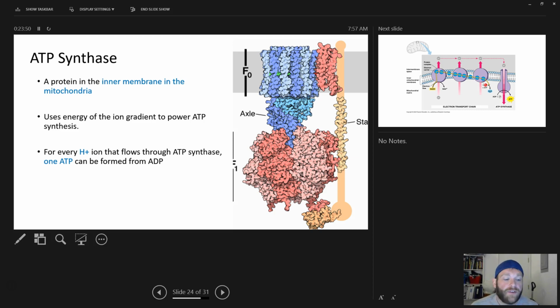It uses energy from this ion gradient. Remember, we've been making a whole bunch of hydrogen ions as we've been releasing these electrons and storing them in NADH and FADH2. Anytime you lose those hydrogens and electrons, you're just left with a single proton. Remember, a hydrogen ion like this is equal to a proton. That proton ends up being on one side of the membrane. So you have a whole bunch of hydrogens up here.